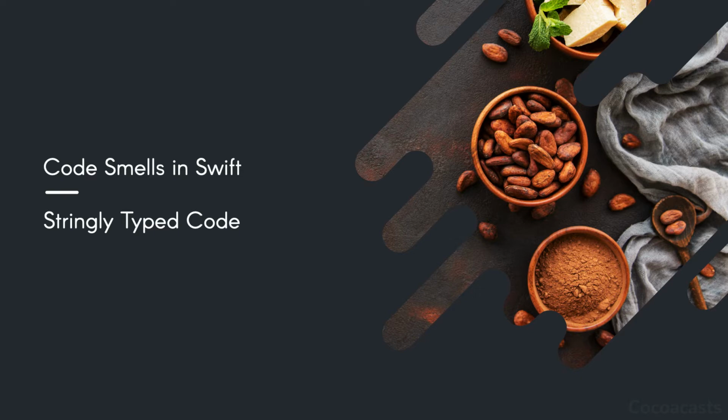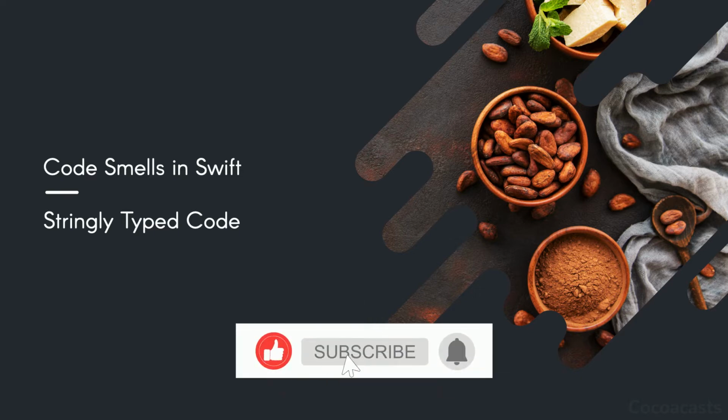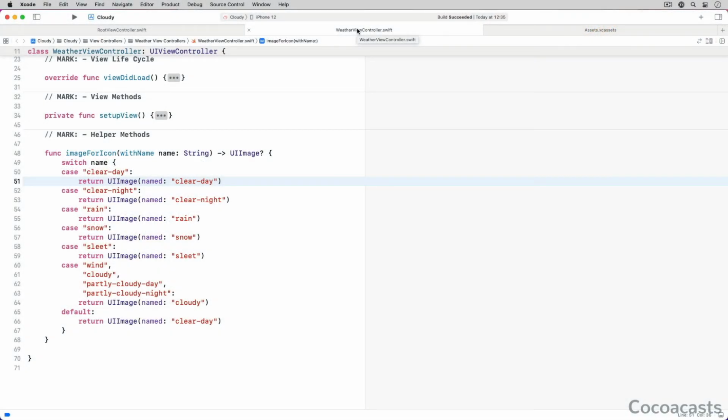In this episode of Code Smells in Swift, I show you a few solutions to avoid string literals and stringly typed code. Let's take a look at a few examples to understand the problem.